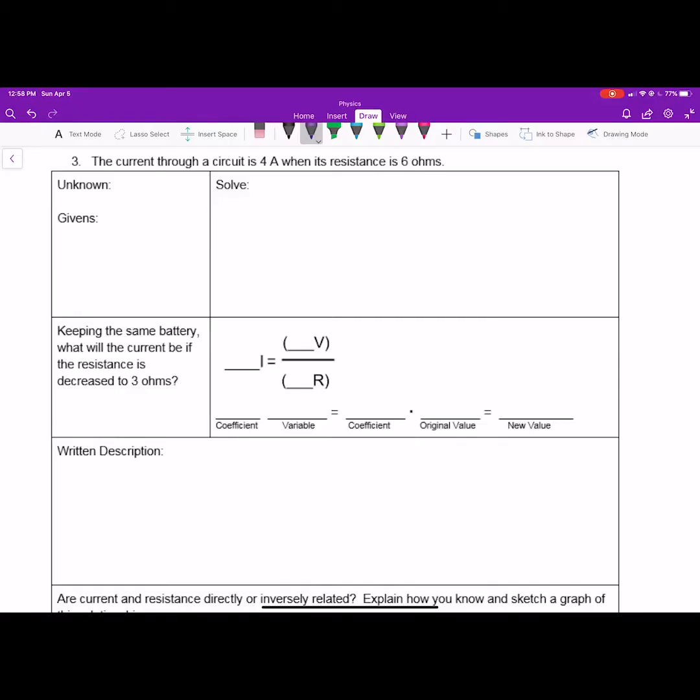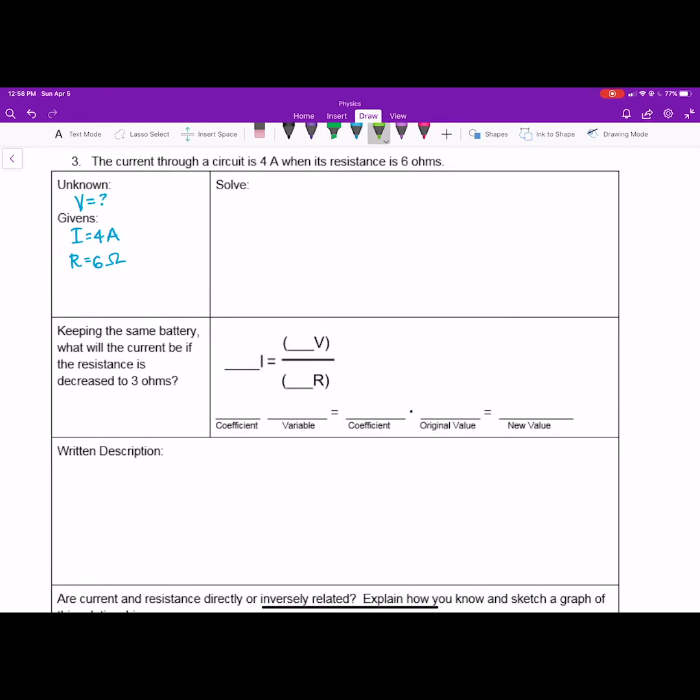to be practice 3, number 3, using Ohm's law. And we're going to go ahead and write down all of our givens, which is current is equal to 4 A, resistance is equal to 6 ohms. So this means that we are going to be looking for voltage.